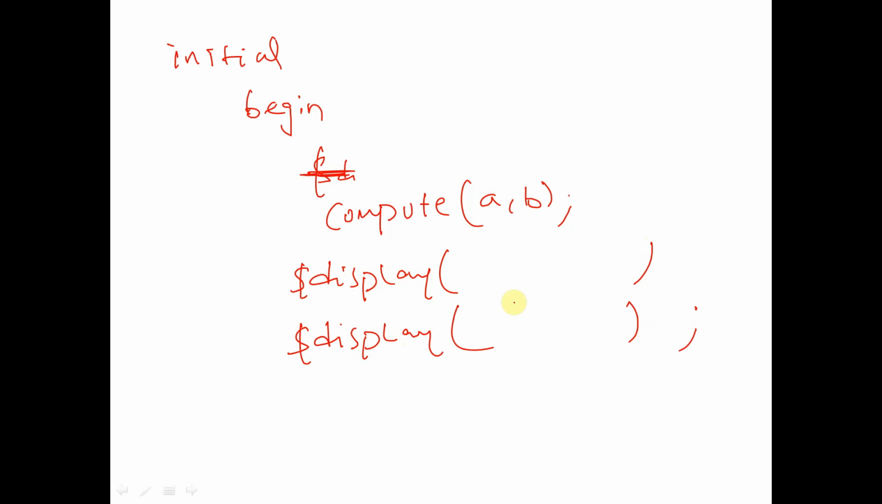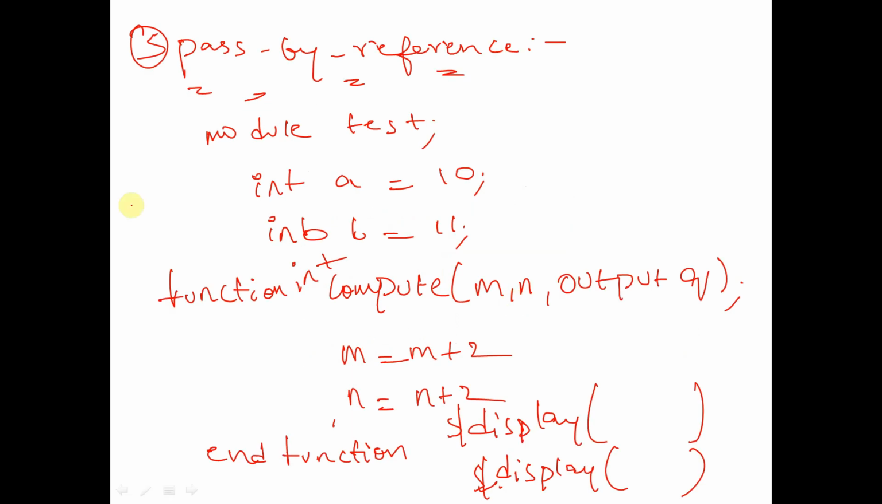So for using the pass by reference method, we should use the keyword ref. So I will use the keyword ref m comma ref n, and my output is. For using this pass by reference method, I should use the keyword ref. So then only it will work.